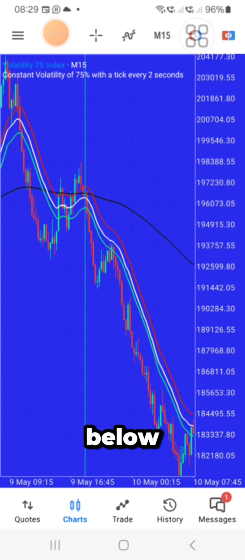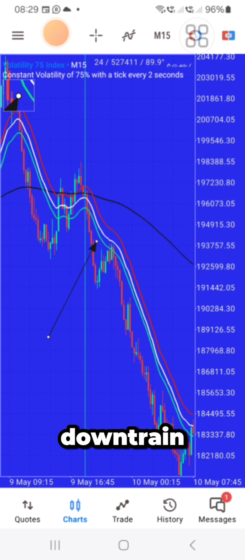Your candles have to be below the black line. The black line is indicating our long-term trend. So if you are below the black line, it indicates that we're in a downtrend. So in a downtrend, you want to sell.